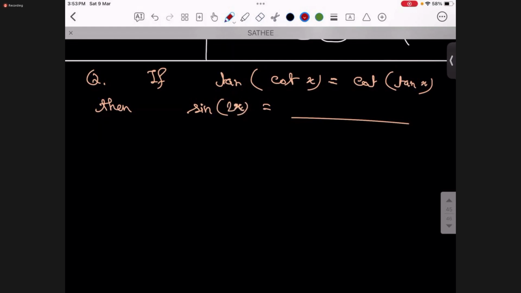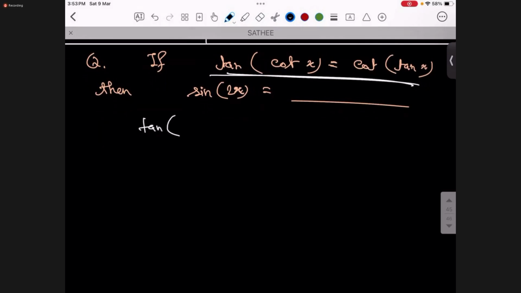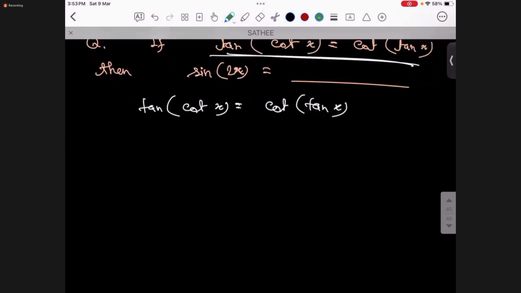Okay. So let us use, from here we know what will be tan, given that tan of cot x equals cot of tan x. Now, what will be the cot of tan x? Cot of tan x can be written as, okay, let us do one small example here right now.